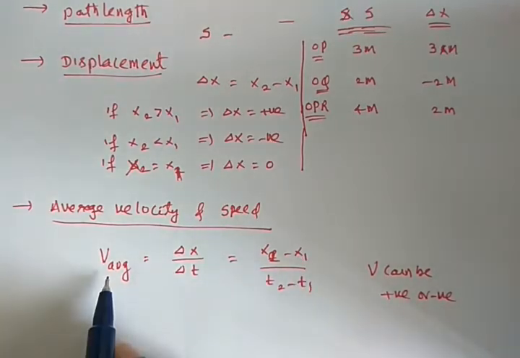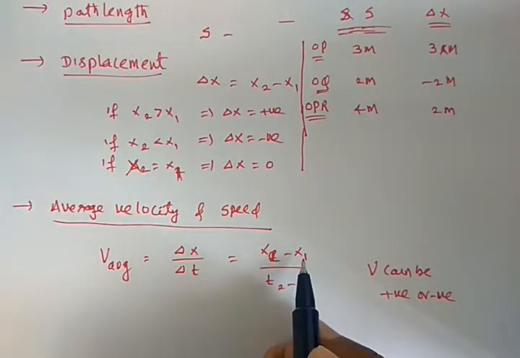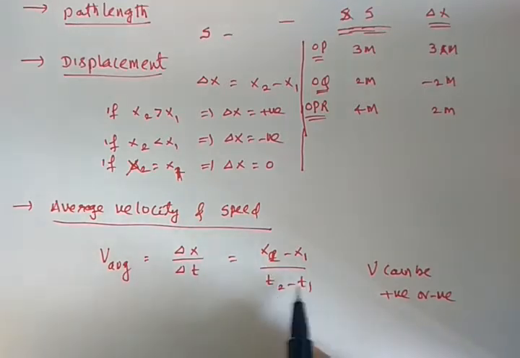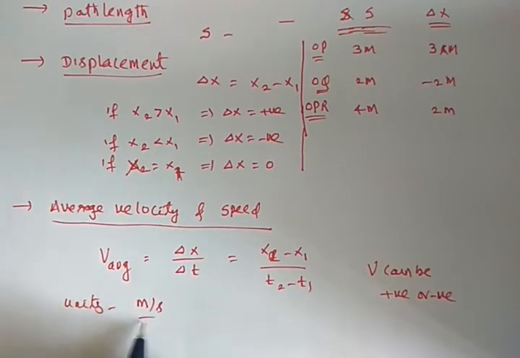And the units for average velocity: x2 minus x1, x1 and x2 both are measured in meters. Then t2 minus t1, t1 and t2 both are measured in seconds. Then the units are meter per second. These are the units.